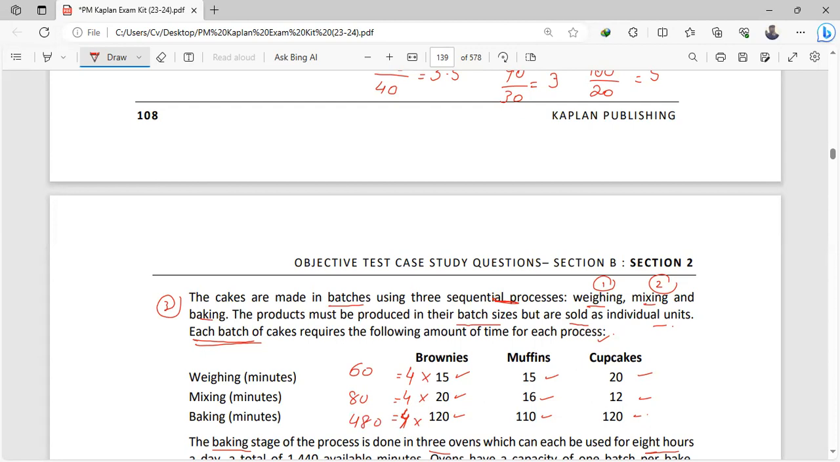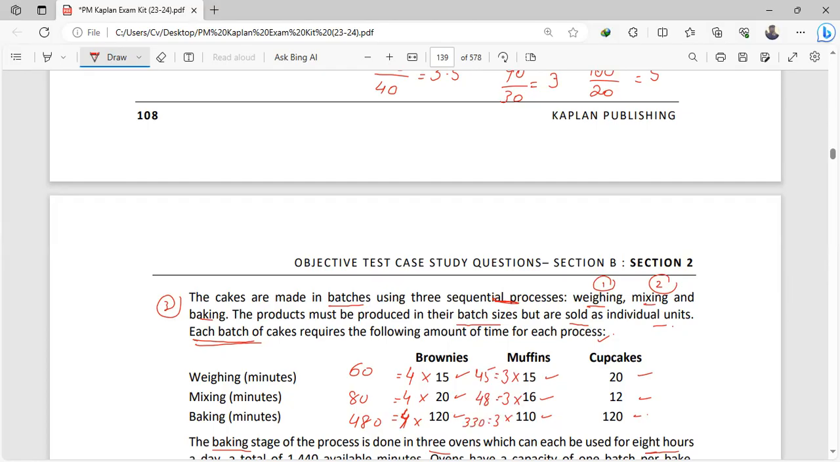Next we have muffins. So for muffins, what do we need? 15 into 3 batches. We are producing 3 batches. So we have 45. Then 16 into 3, we have 48. Then 110 into 3, we have 330.